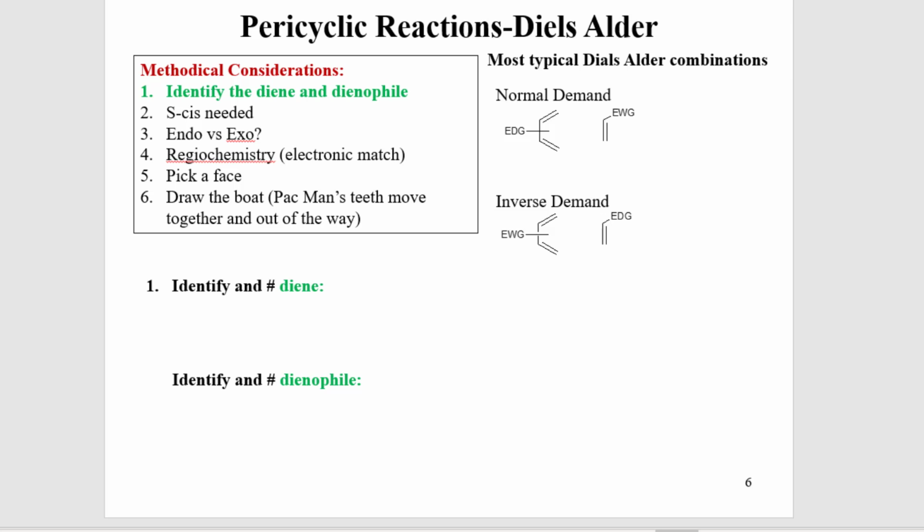Getting back to our Diels-Alder pericyclic reaction, we're going to dig a little deeper now and consider very methodically all of the things that we should be thinking about when we're trying to predict the products of a Diels-Alder reaction. There is a lot more to it. And so I've listed it out in the box here. The first thing that you should do whenever you're prompted to consider a Diels-Alder reaction and predict the products is to find your diene and your dienophile. That's the first thing you got to do. Okay? Identify and number the diene.